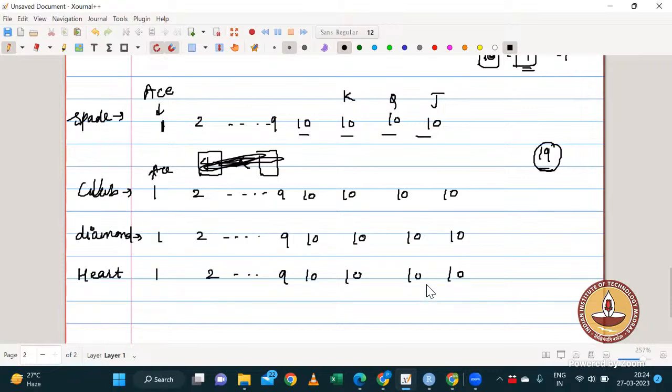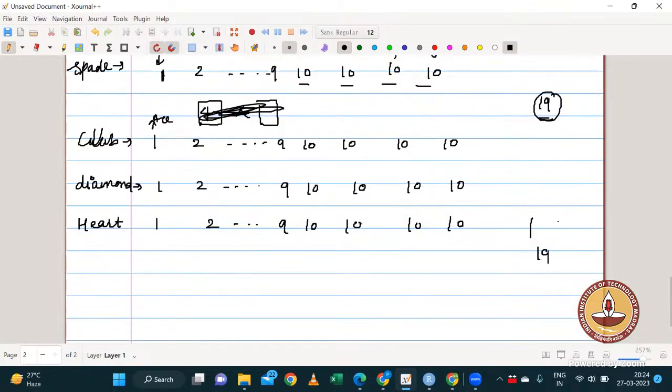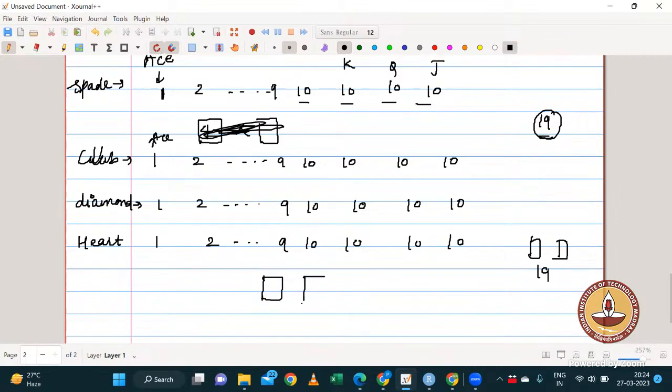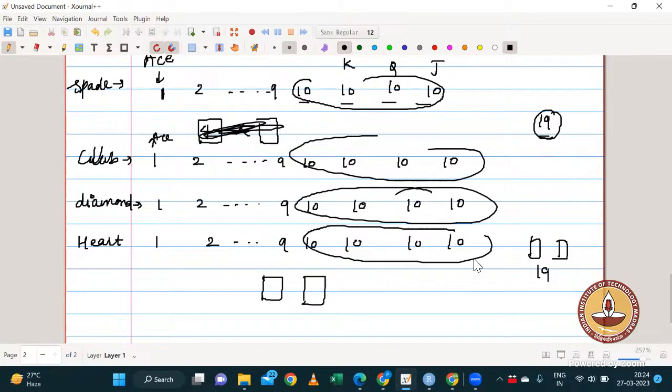So to get the sum as 19 on 2 cards, one card should be 10 and one card should be 9. So how many 10s are there? 16. 4, 4, 4, 4. Correct. And how many cards of 9 are there? 4 cards. This is 64. Yes. Got it, sir. Is it clear? Yeah, now it's clear, sir. Yeah, please go ahead.